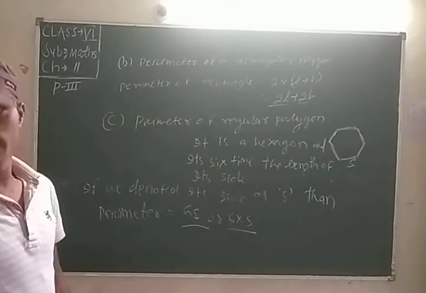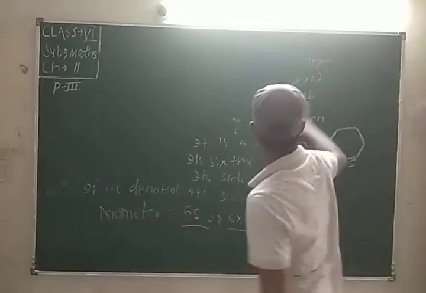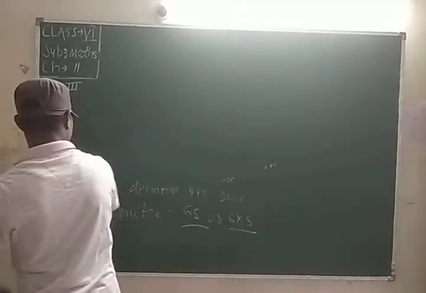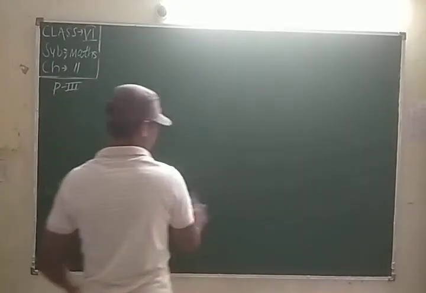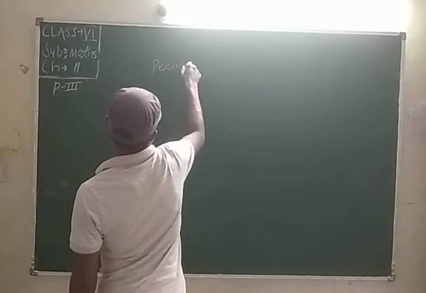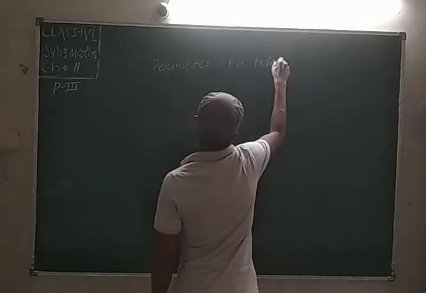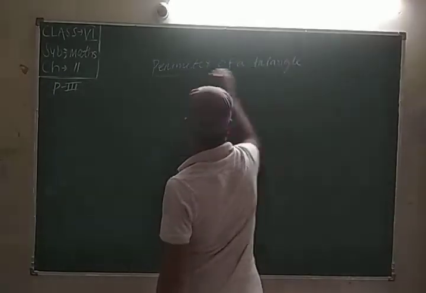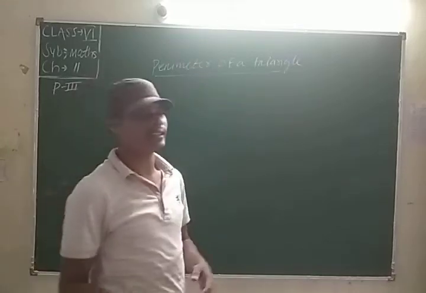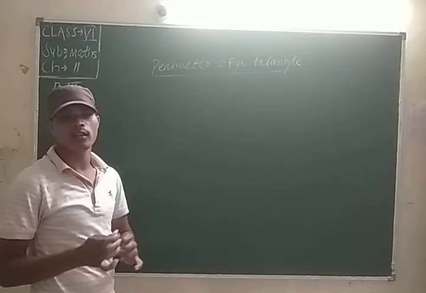So find the perimeter of a triangle. How can we find the perimeter of a triangle? Already you know that perimeter of a triangle means what? Sum of the sides. Then we can say the sum of all sides. The perimeter of a triangle is the sum of the lengths of its three sides.